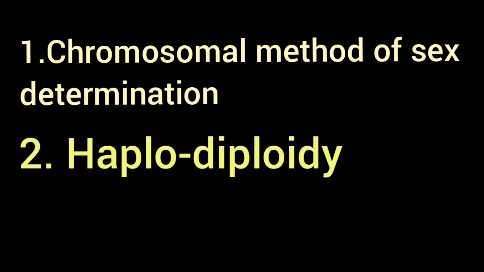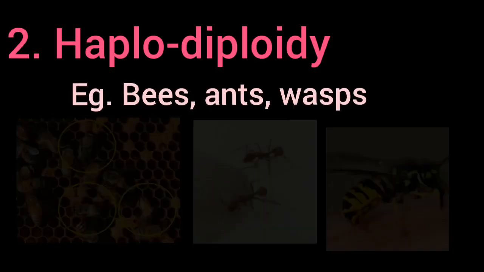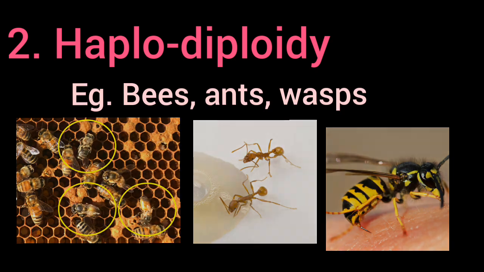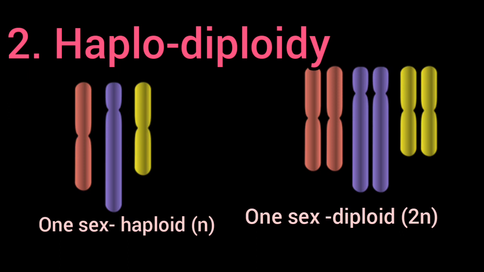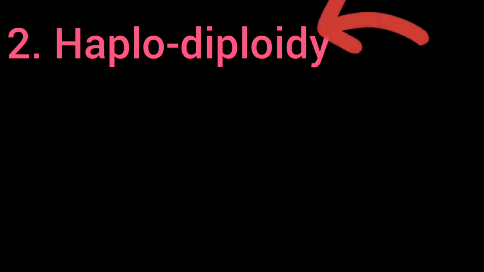Now, as I said, we'll be discussing two methods. One was the chromosomal basis of sex determination, and the other concept we have to learn is the Haplodiploidy mechanism. And this kind of mechanism, students, is seen in the case of bees, ants and wasps. So please try to understand here that one sex of the organism will have a half set of chromosomes, that is haploid, and the other gender is going to have a diploid set of chromosomes. That's why this mechanism is known as Haplodiploidy mechanism.